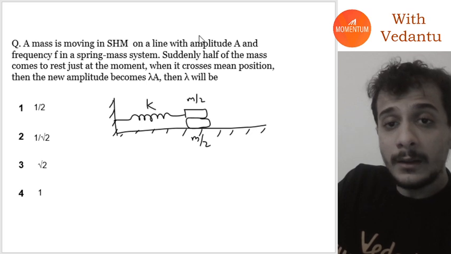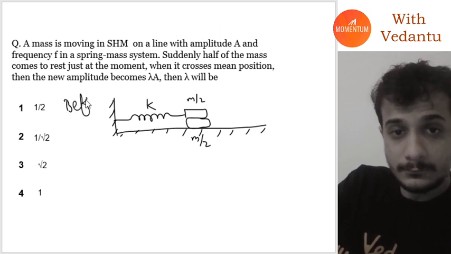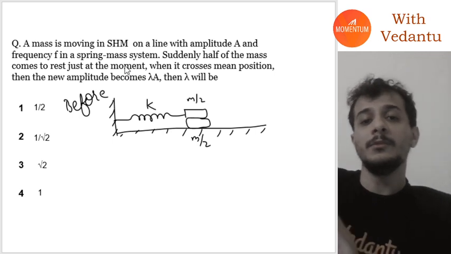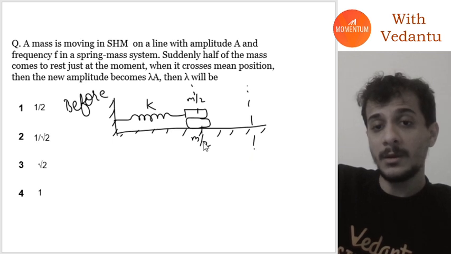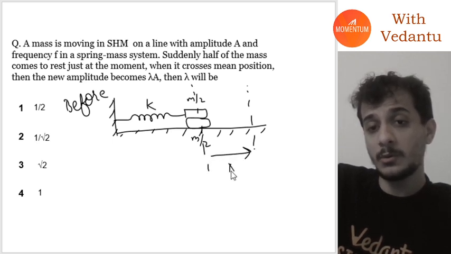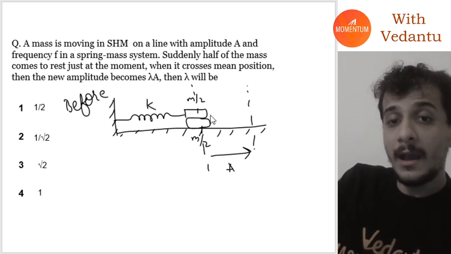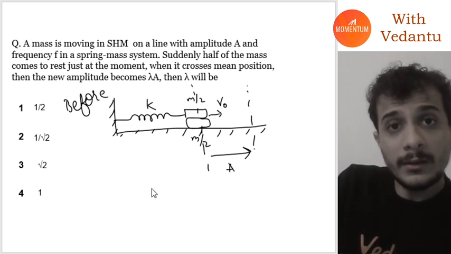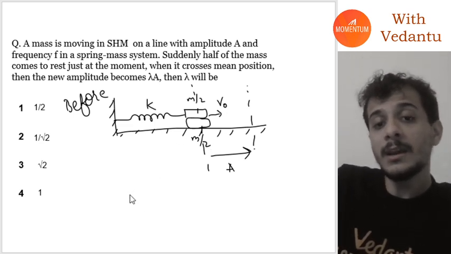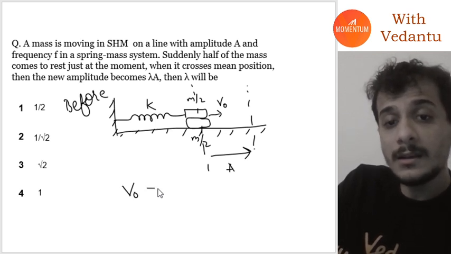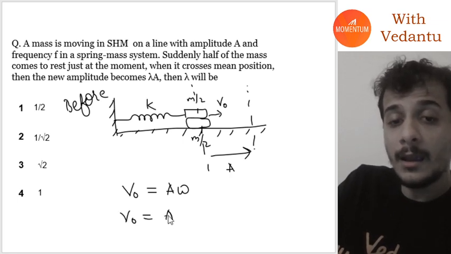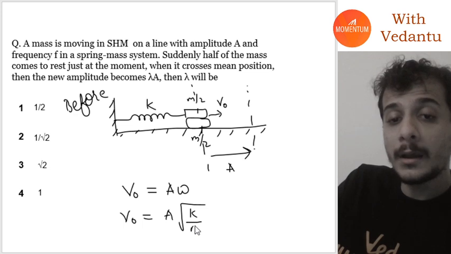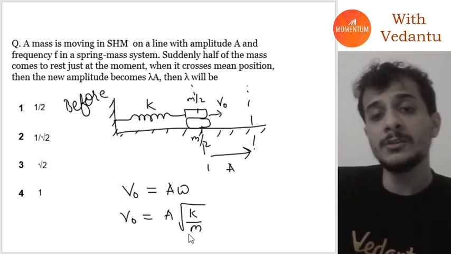Now in general, what is happening is that before, this system had an amplitude A. From the mean position the system was going up to an extreme position A, and let's say at the mean position it had velocity V0. Do you know the relation between the velocity V0 and amplitude A? Yes, the velocity V0 is equal to A into omega, or I can write V0 as A under root K by M.